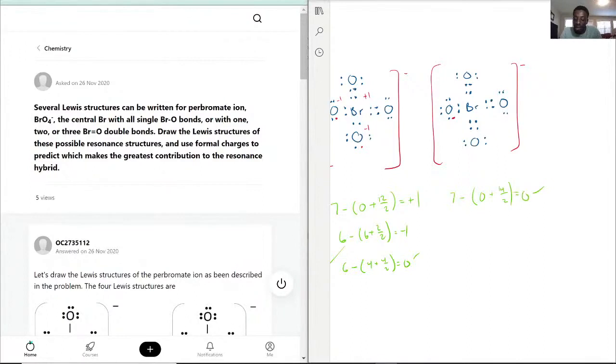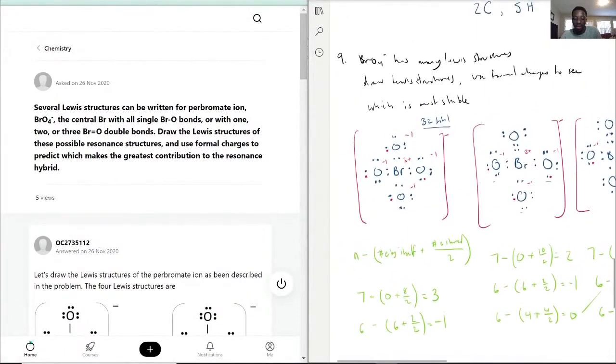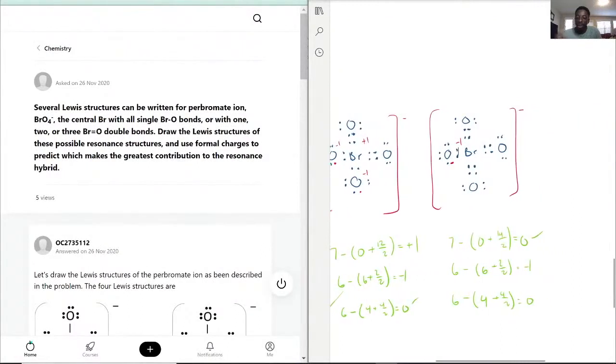Awesome. And there's only one oxygen, because the rest of the oxygens, with the double bonds, are doing this: 4 over 2 equals 0. There's only one oxygen here where it's 6 minus 6 plus 2 over 2, which equals minus 1. Only one oxygen does that, which is right here. So when we talk about resonance structures, the one that's going to be contributing the greatest to the resonance hybrid would be the last one.